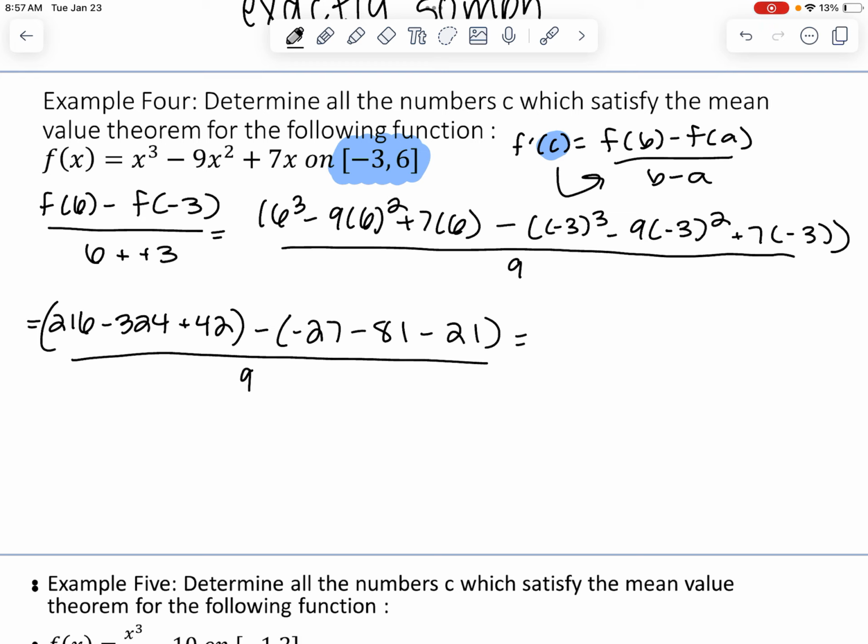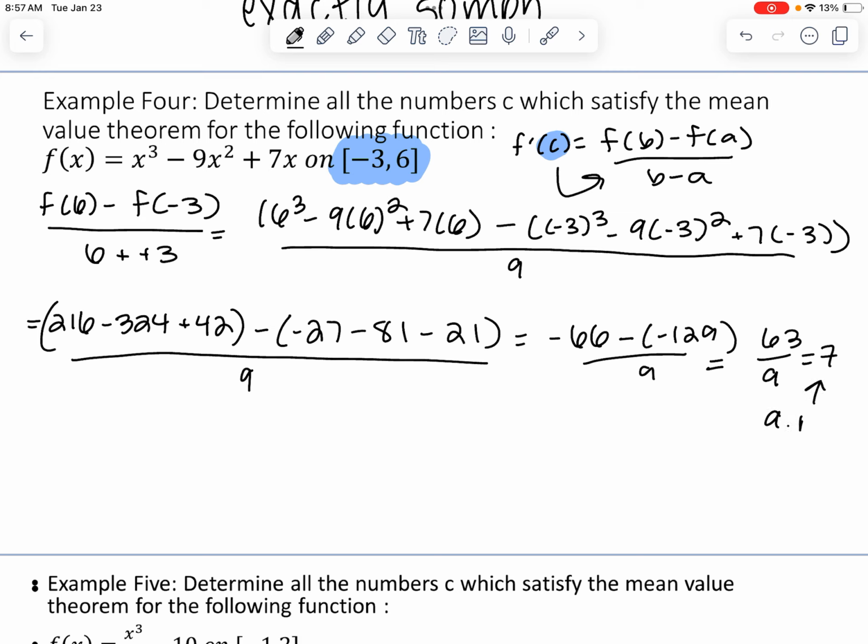The first part will end up being -66. This will be minus -129. So it will come out to be 63 over 9, which equals 7. I did that really quickly for the sake of time, but feel free to do that on your own. But 7, therefore, is the average rate of change.